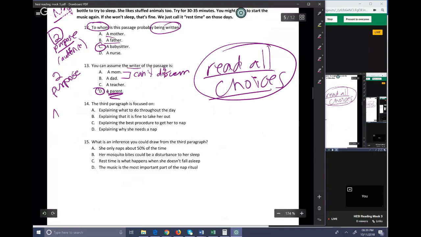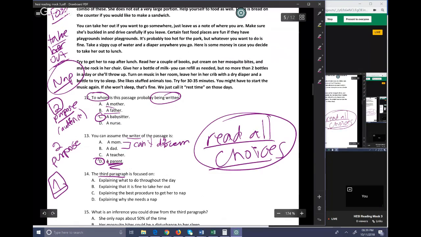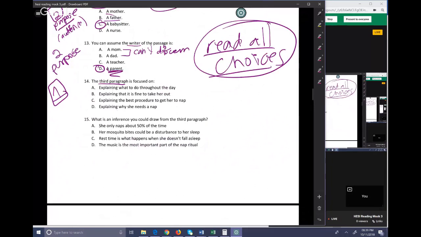14, I said, comes from 1. It's very much a part of the critical strategy if they ask you for a specific focus from a specific paragraph. I already thought about this. I already wrote down that the 3rd paragraph was about the nap. And that allows me to very quickly pick an answer on this one. I don't know why I didn't pick an answer on this one.